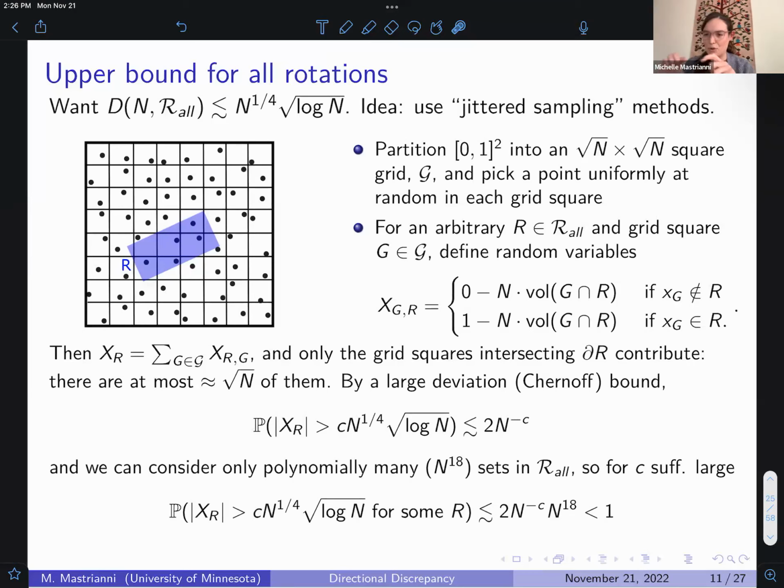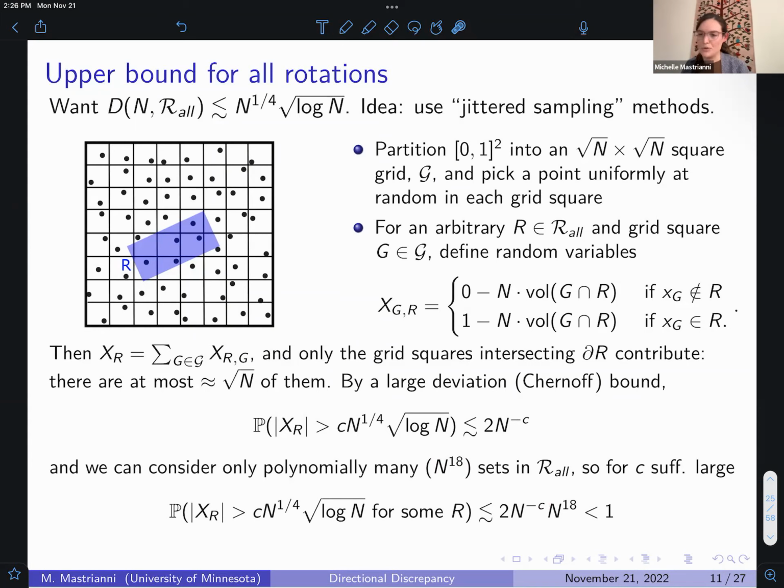But the idea is that for a rectangle that picks out a particular subset of your point set, you can define equivalence classes of your set of rotated rectangles based on the subset of the point set that those rectangles pick out. And the discrepancy for rectangles in the same equivalence class is not going to differ very much. So then you have to count the equivalence classes, and that's going to be at most polynomial in n if the class of sets has finite VC dimension, which this class does. So we can consider polynomially many sets, roughly n to the 18 at most.